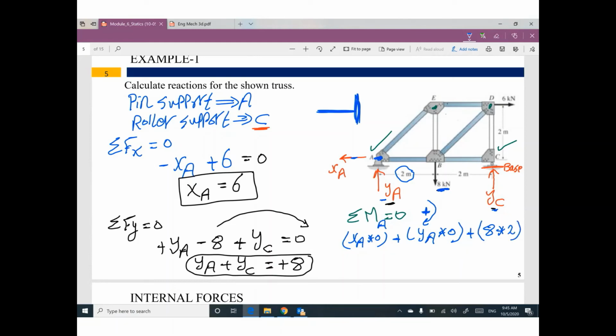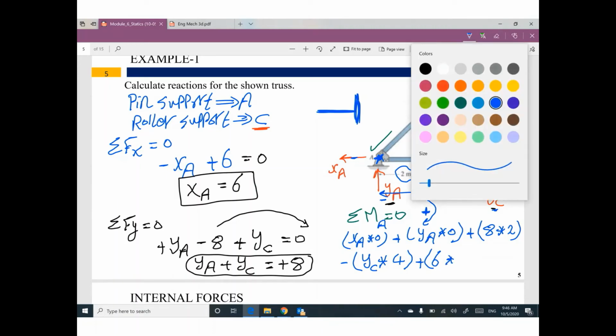YC negative. This vertical force will be multiplied by this distance, because you are taking a moment at A and you are talking about YC, so the distance in between is 4. Please don't forget we have 6 here, positive, in the same direction, which is clockwise rotation about A. Can you tell me what is the distance between 6 and A?